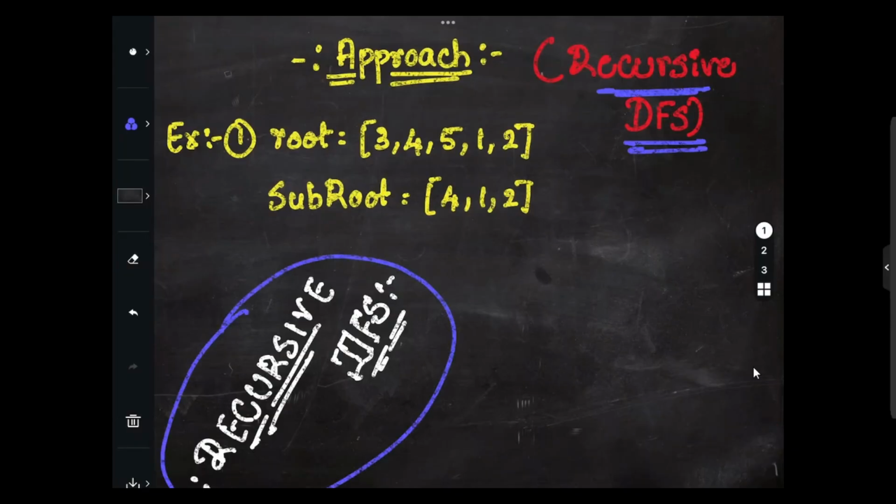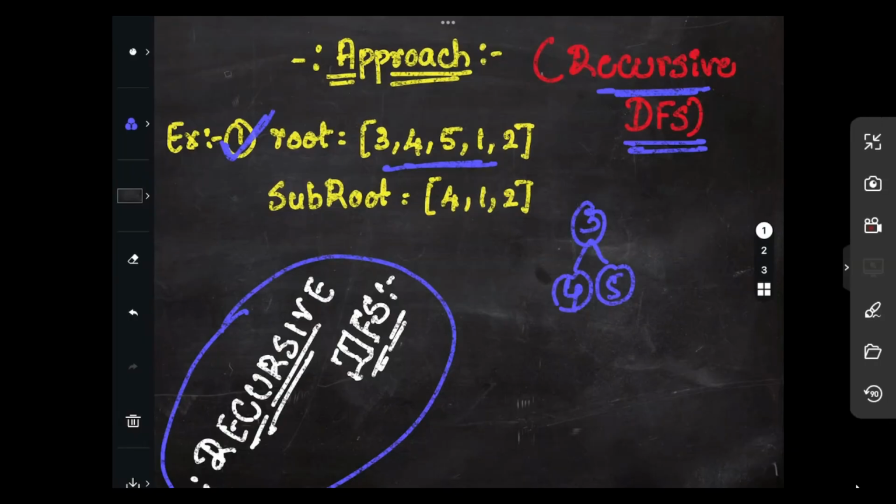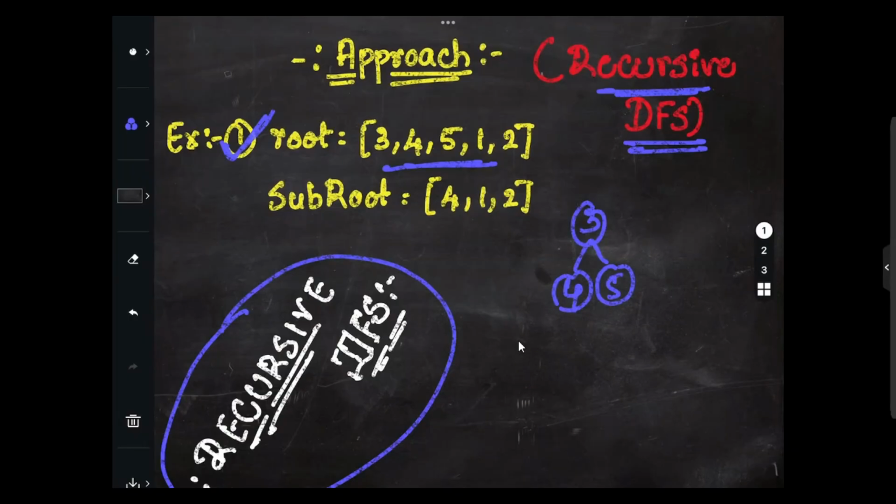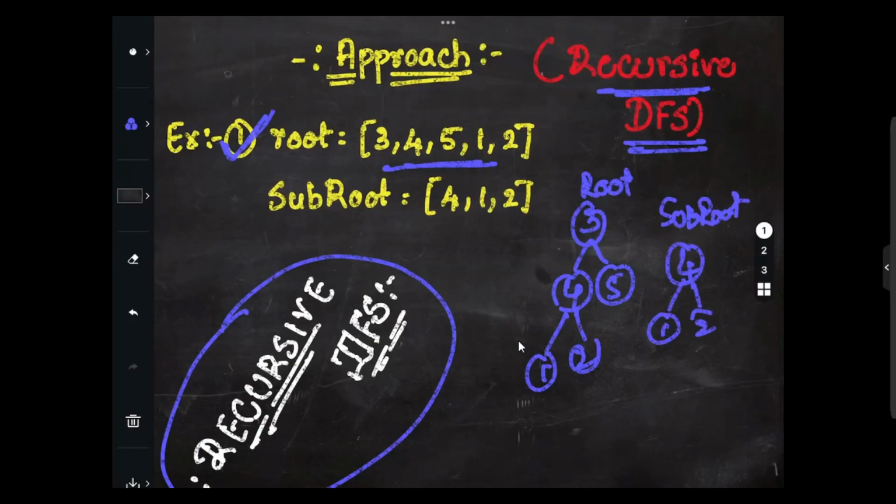I have considered the first example, the same example that they have given in the question, so that it will be easier to understand. So here we have 3, 4, 5, 1, 2. This is the root, and for the subroot we have 4, 1 and 2.